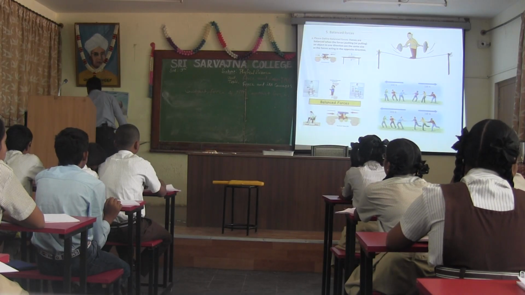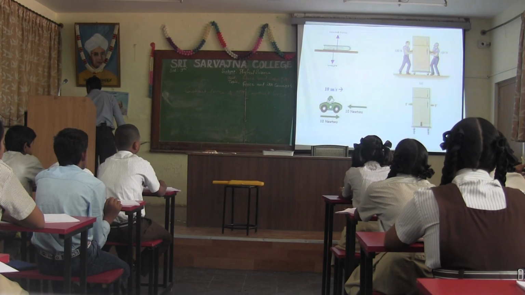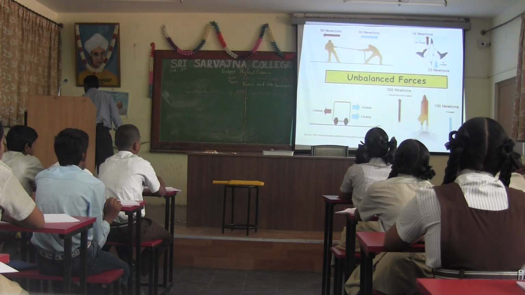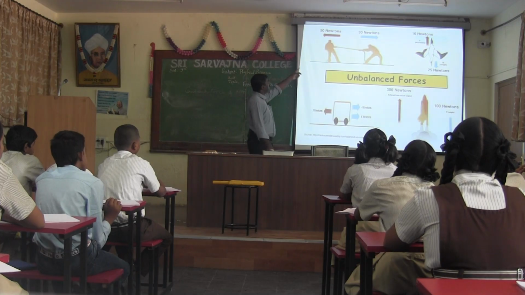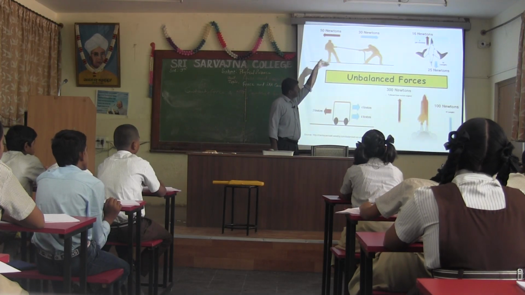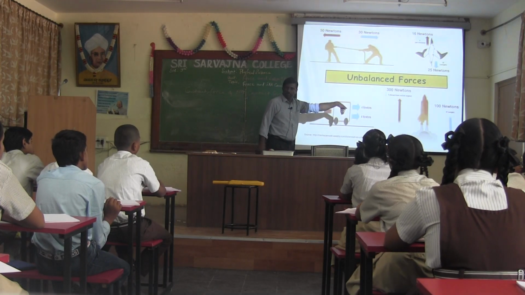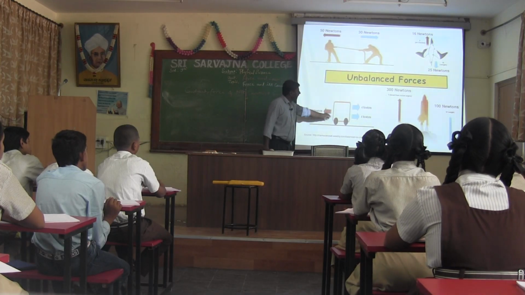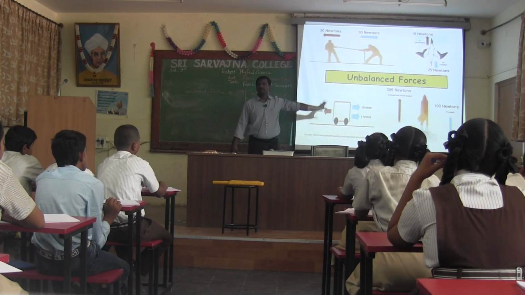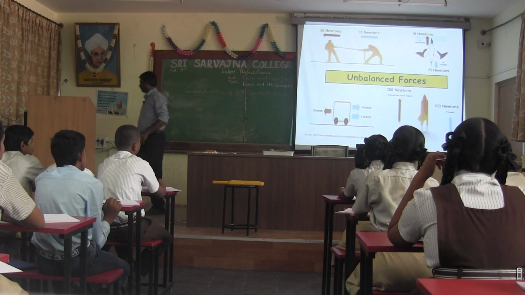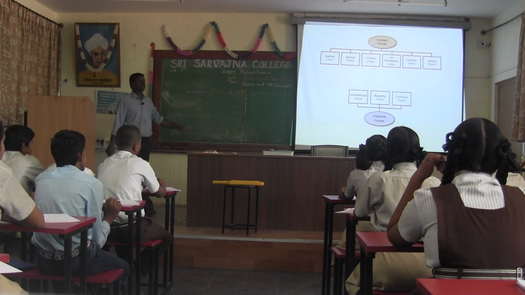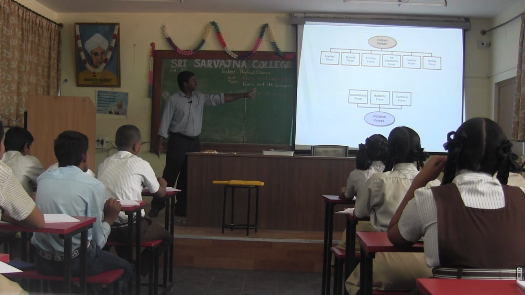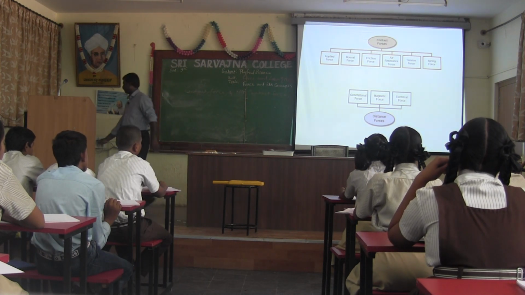See here, the pictures. See, this is balanced, for example, and unbalanced. See the unbalanced again, examples. These are the pictures, you can see the unbalanced forces. Suppose the bird is flying down, that is unbalanced force. All these are examples for unbalanced forces. Next, these are the examples, a category we can make: balanced forces and unbalanced forces.